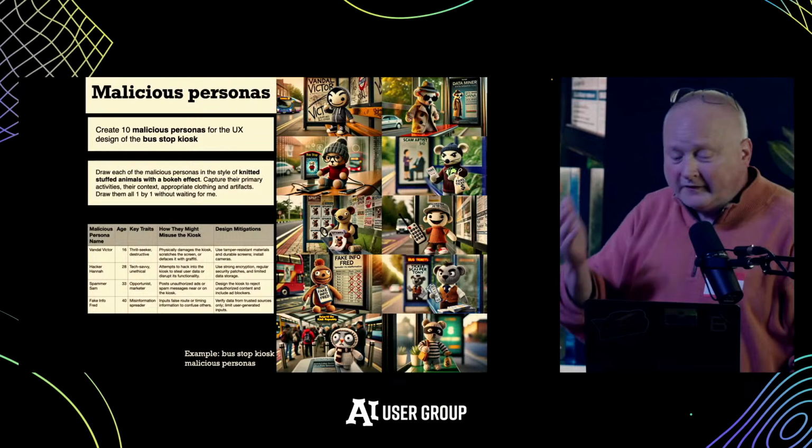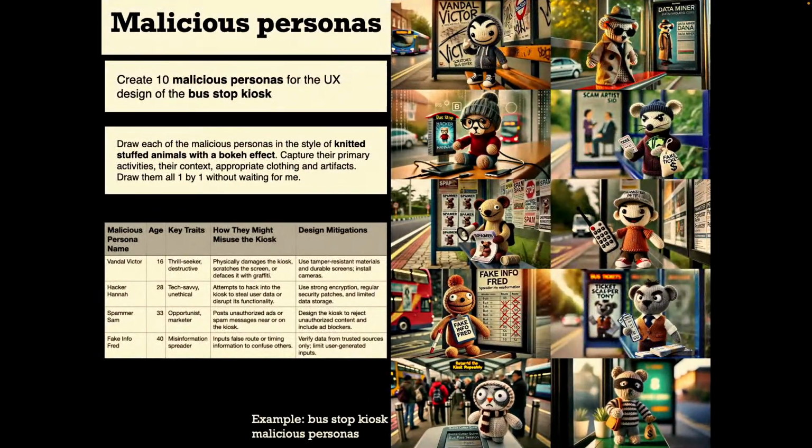Here's a good example of a specialized kind of persona. This is called a malicious persona. So these are bad actors. These are people who would be using your system, but not in a way you want. So this example is with a bus stop kiosk. And so these are all people who would come and cause trouble, like Vandal Victor, Scam Artist Sid, Fake Info Fred, all these types of people. Thief Thiel is at the bottom. So they're all causing you scams.